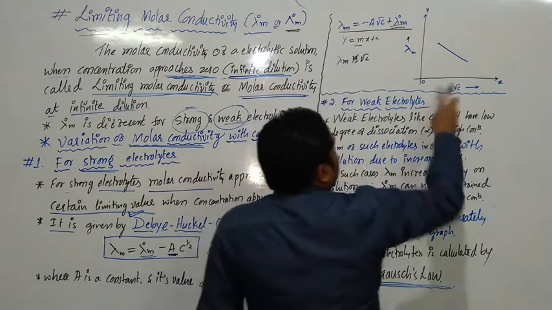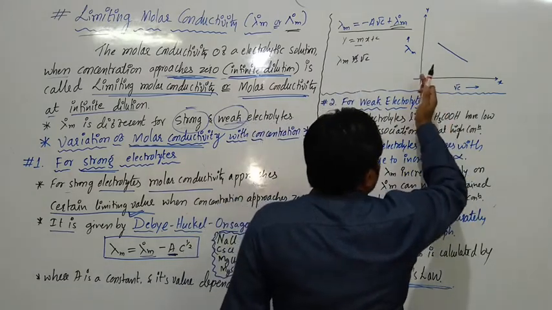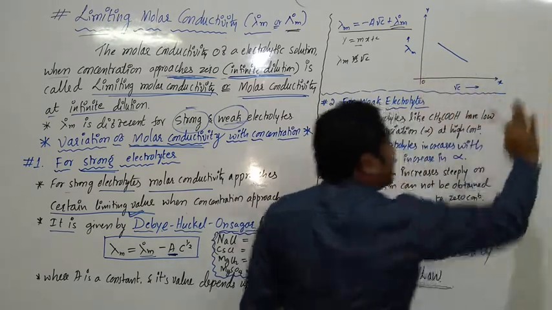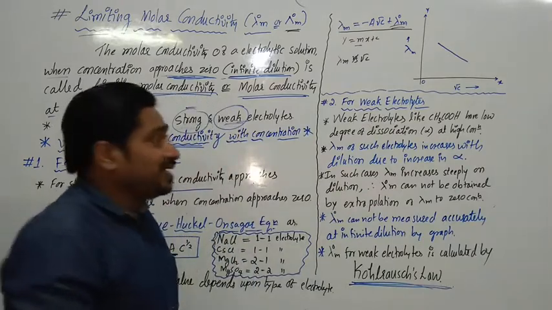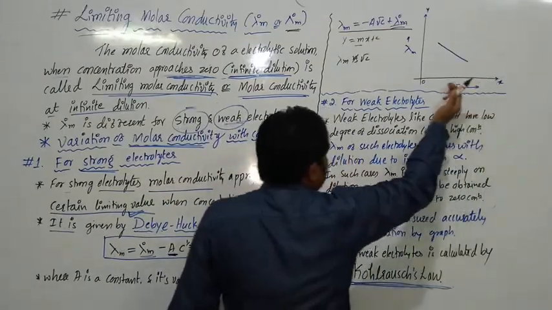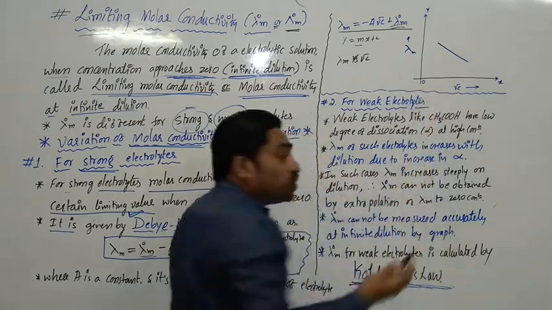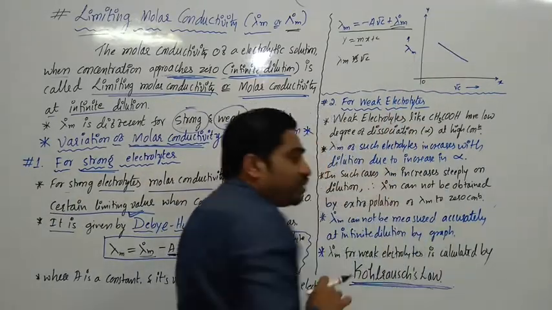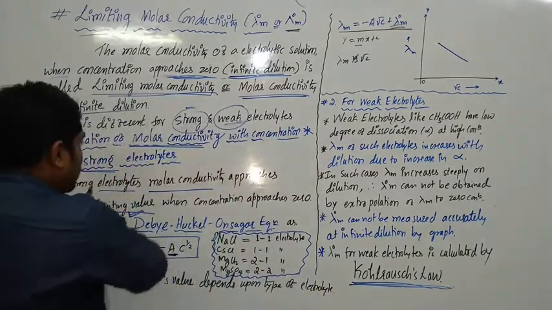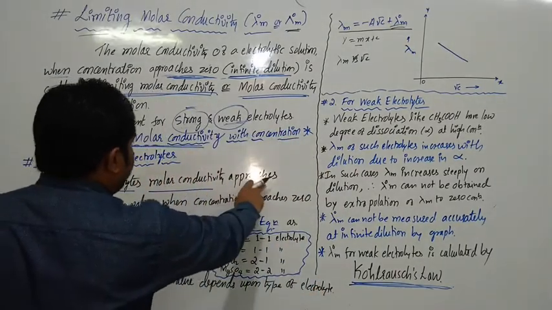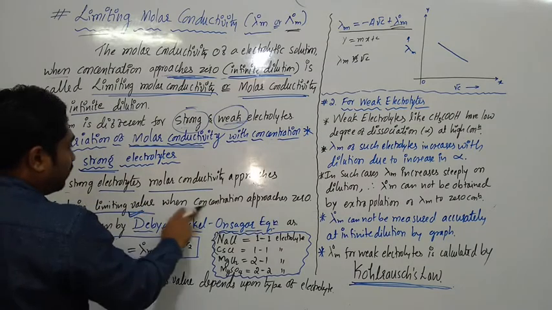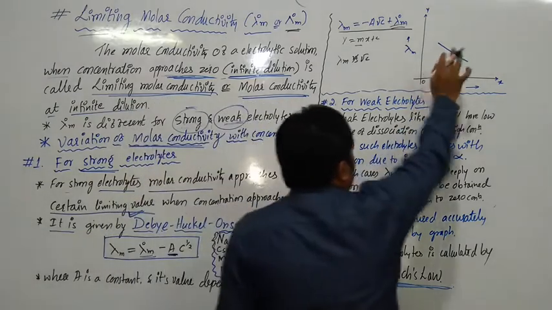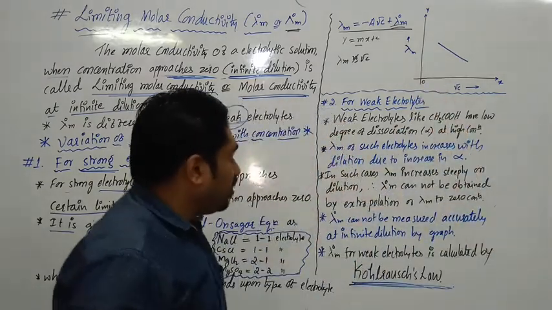See here, on going from 0 along the x axis, concentration goes on increasing. So if we come towards the origin, the concentration goes on decreasing. And please remember, this is lambda m. What have we studied? For a strong electrolyte, molar conductivity approaches a certain limiting value when concentration approaches 0. Based on this, we have drawn the graph. It is an experimental data graph.